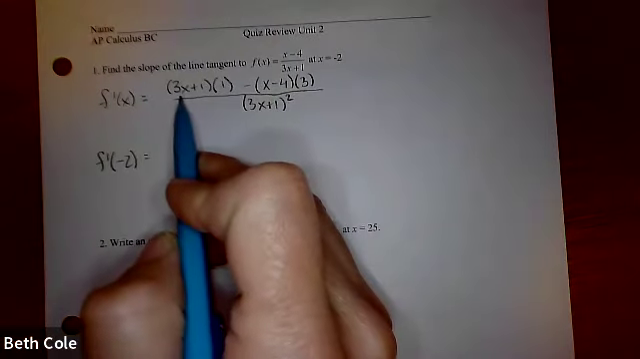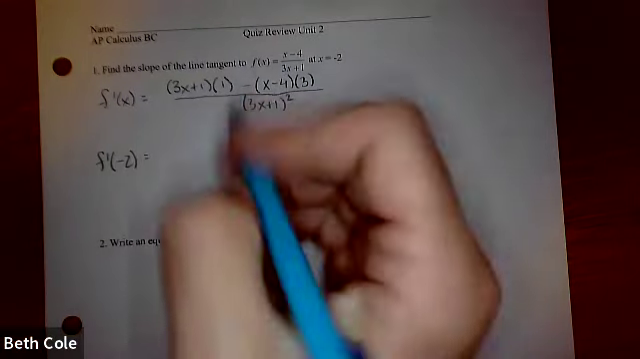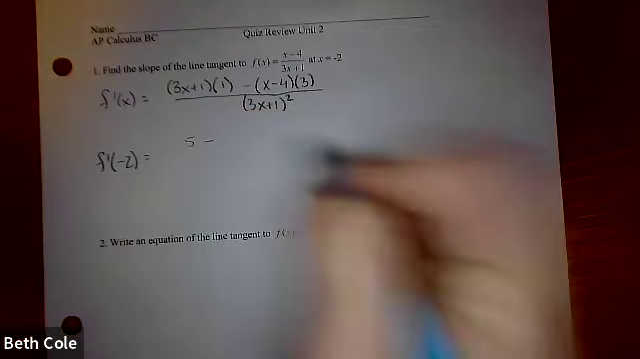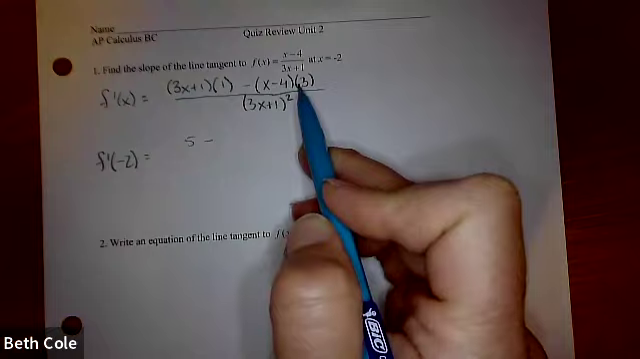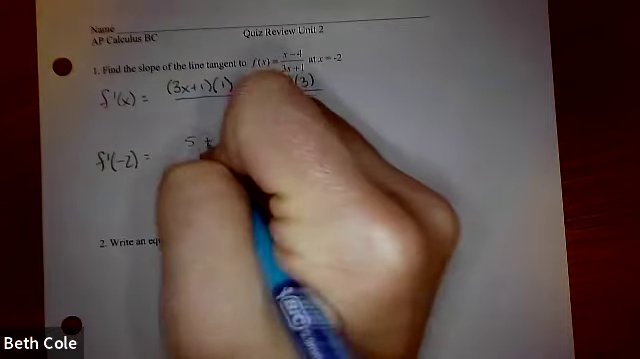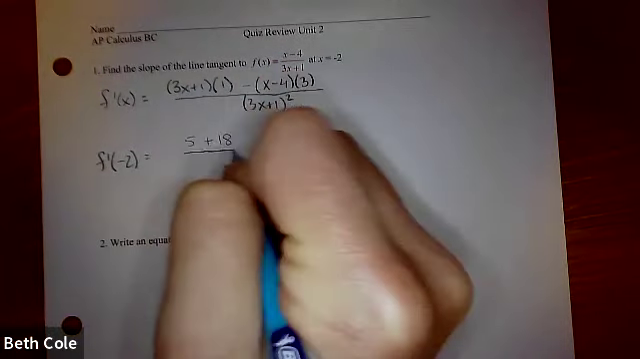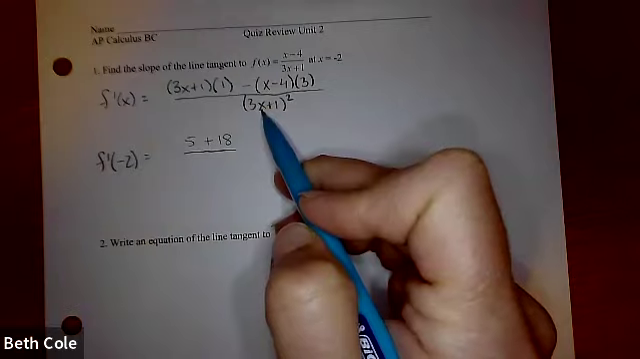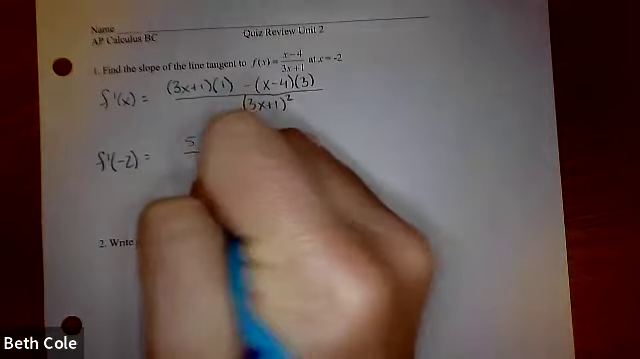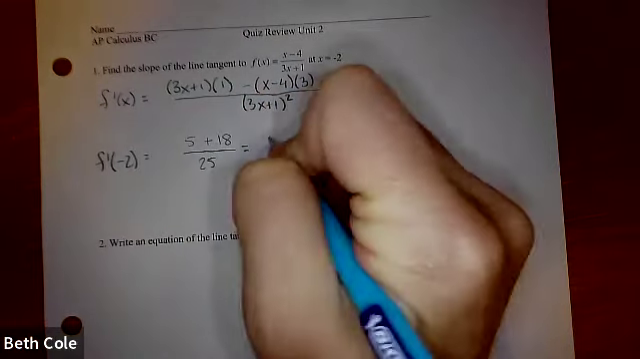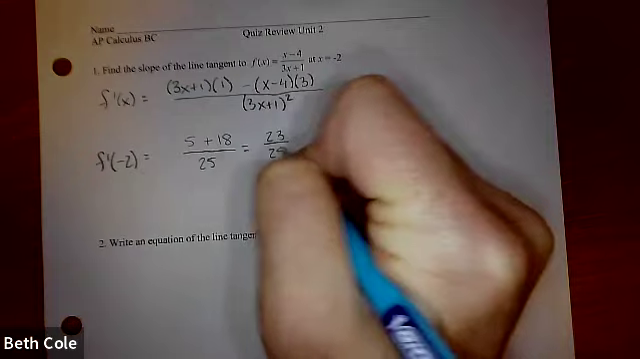All right, so if we plug in -2 here, that's going to be -6 plus 1, that would be 5. Here we would have -6 times 3 would be -18. So it's going to cancel out those negatives, make it a +18. And then down here, again, we'll have -6 plus 1, -5 squared would be 25. So what is that? 23 over 25.